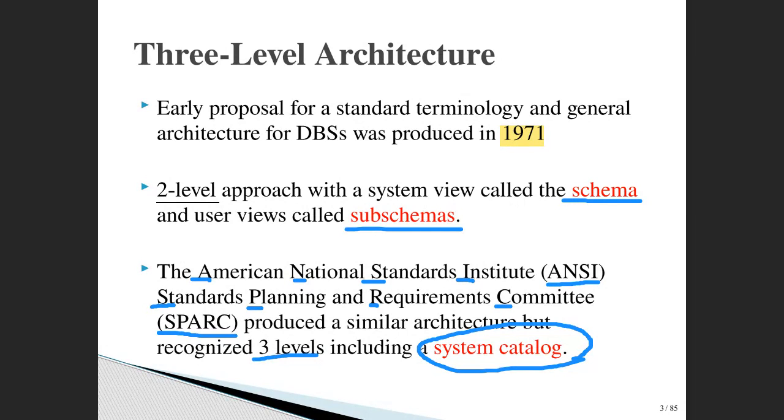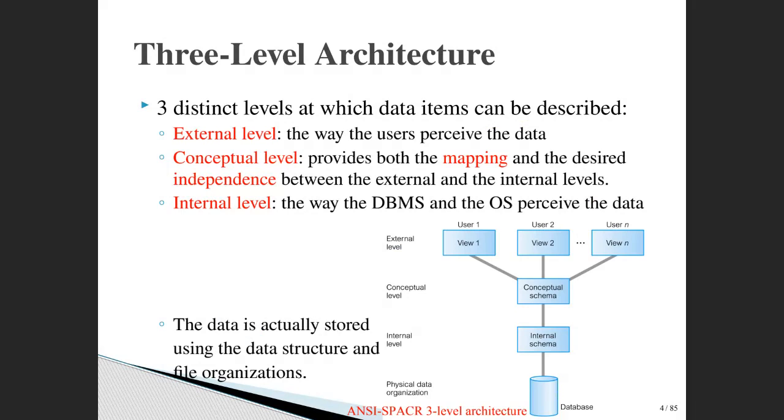So after 1971, we know that, or in 1971, what is produced? Which architecture? The 2-level approach, including schema and subschemas. But later on, the ANSI Spark produced the 3-level, including the system catalog. What are the 3 levels and how are they represented in the database system? Let's see how we can represent these 3 levels in the database system.